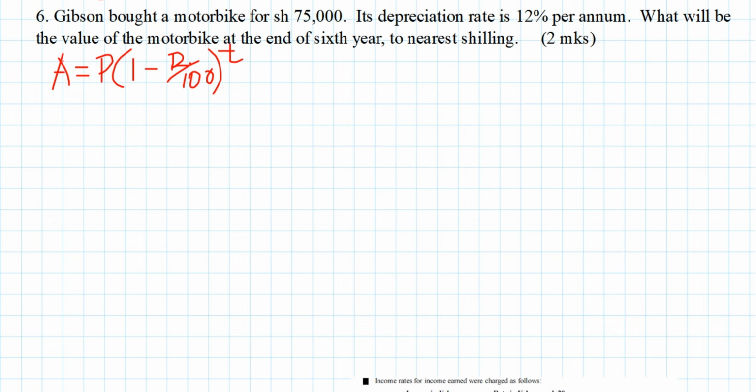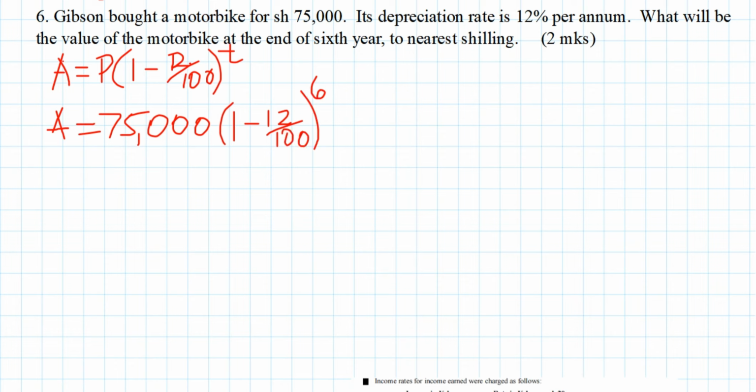So we substitute these values. To get the amount, we take the principal, which is 75,000, and then we put 1 minus the rate, which is 12 all over 100, and then we raise it to power time, and our time here is 6. And so simply like that, we find the depreciation value, which is 34,830 to the nearest shilling.